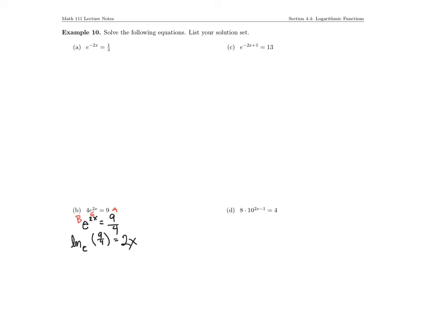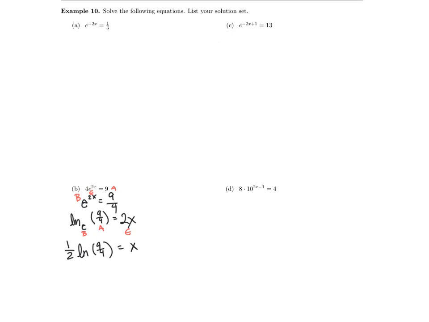So from here, again, this was my base, this was my answer, this was my exponent. From here, I'm going to divide both sides by 2, or multiply both sides by 1/2, and get 1/2 natural log of 9/4 is equal to x. Cool thing is, that's as far as we can go. You don't have to go any farther than that. So I'm going to put that into a solution set. So not too bad, only a couple steps.